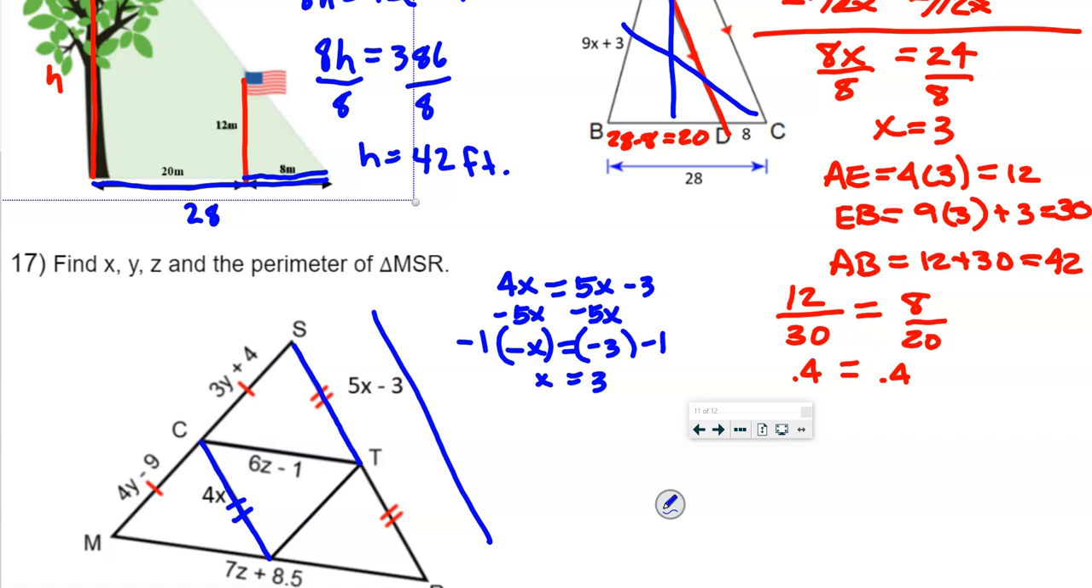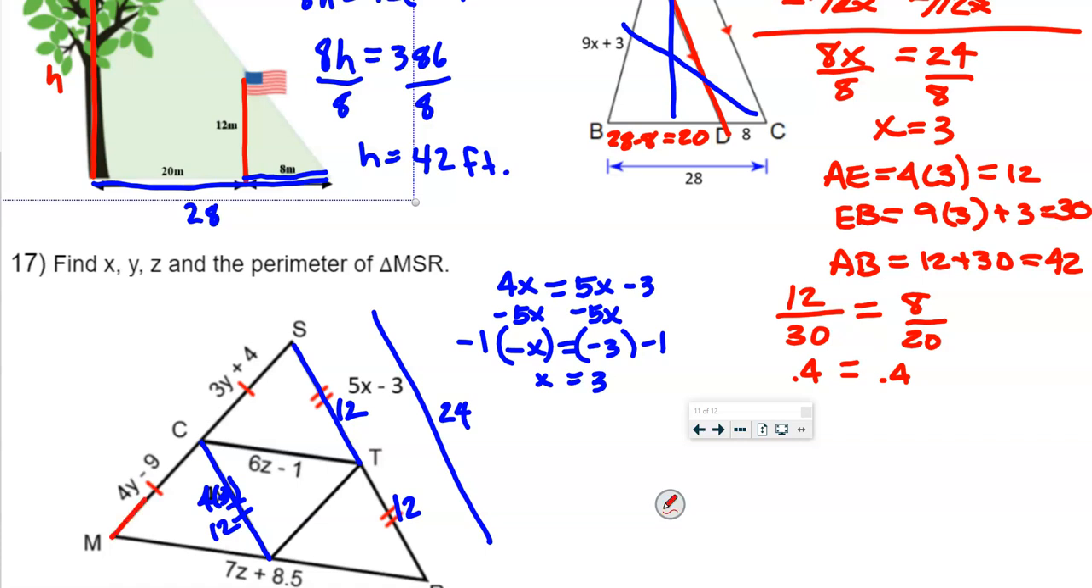Okay, so let's plug that back in so we can find this length right here. 4 times 3. So this length is 12, which means that length is 12, which means that length is 12. And what is 12 plus 12? 24. Okay? All right, let's find y now.